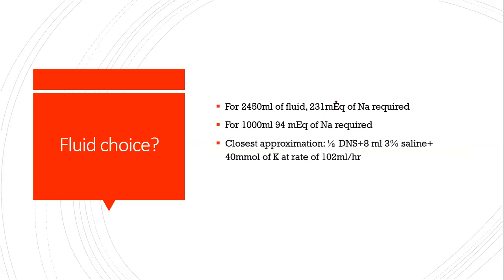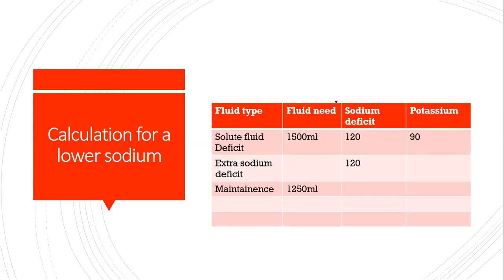What will be your fluid choice? For 1000 ml of fluid, you want 94 milliequivalents of sodium. This is very similar to what you saw earlier, isn't it so? Half DNS plus some amount of 3% saline plus some amount of potassium in it.